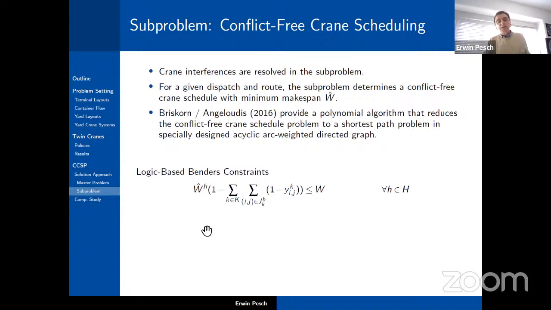This H here is only an iteration index. And then if your subproblem delivers a makespan that is equal to the makespan that you obtained in the master problem, then you are optimal and can stop. If this is not the case, if your makespan is larger, then you introduce these logic-based Benders constraints. What you have here is all the variables that are equal to one and belong to the tours of the two grains. So if the makespan of the subproblem is larger than the makespan of your master problem, you must force at least one of the y variables that is at the moment equal to one from the master problem to zero, by including these logic-based Benders constraints into your master problem.